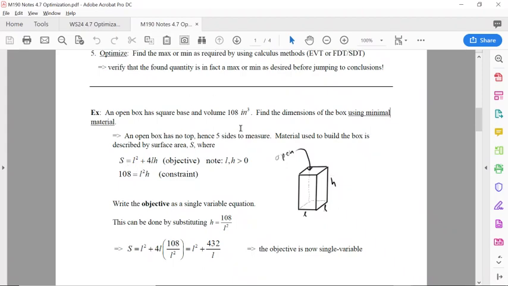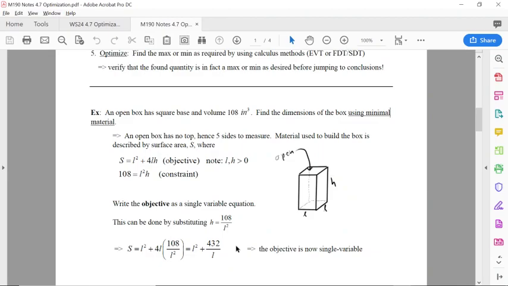So we are given that the volume is 108 inches cubed. Volume is length times width times height, which for our square base box would be L squared times H. So 108 is L squared times H. There's a constraint. Now we can solve the constraint for either L or H, and the way it's set up, it would be easier for us to solve this for H, so we wouldn't have to employ a square root. So H is equal to 108 over L squared. We can then plug that value of H into our objective equation, which reduces it to a single variable equation: L squared plus 432 over L, or 432 L to the negative 1.